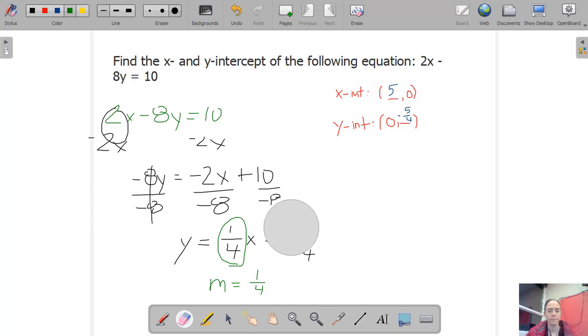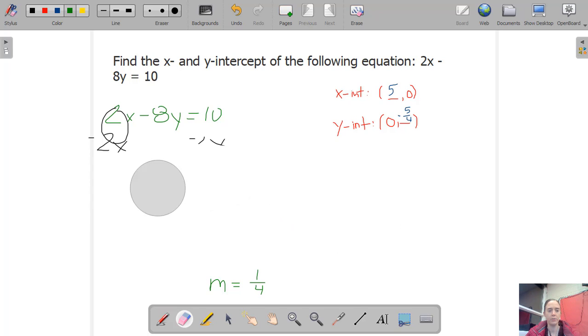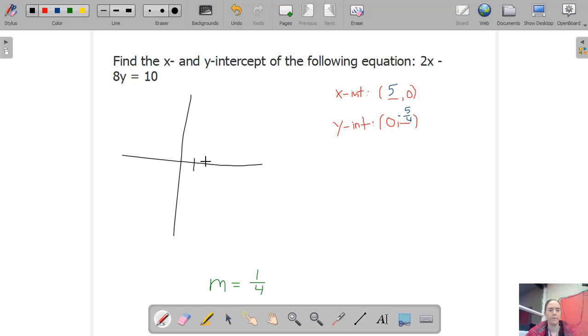So then to graph with that information, so if I have my great graph here, so I'd start at my y-intercept of negative 5/4. So that's about right there. And then my slope, the top number tells me how far I go up or down. So it's positive, so I go up 1. Bottom number tells me how far I go left or right. It's positive, so I go to the right 4. So that means I would go up 1 and to the right 4.